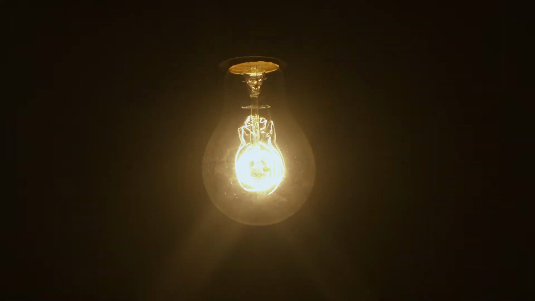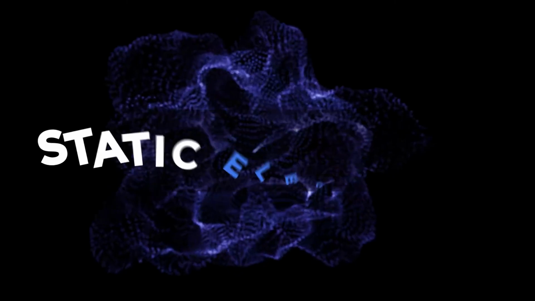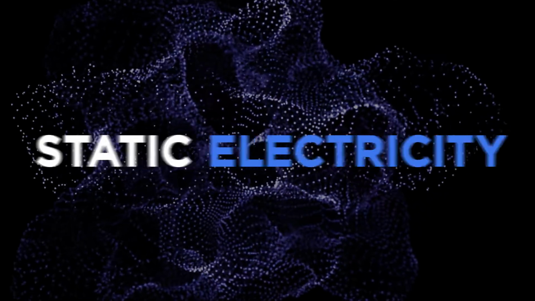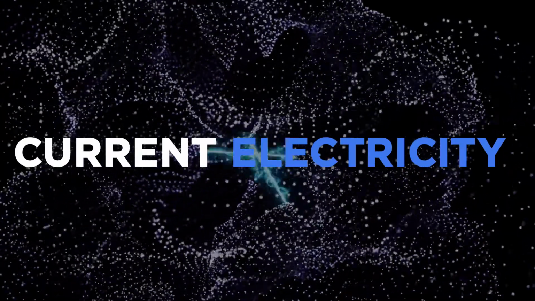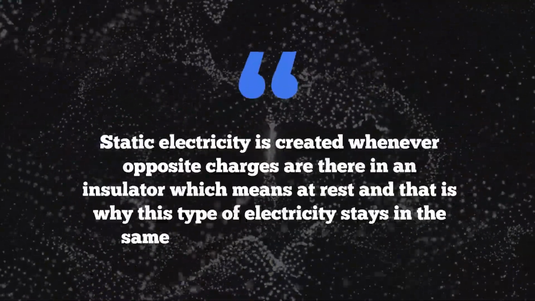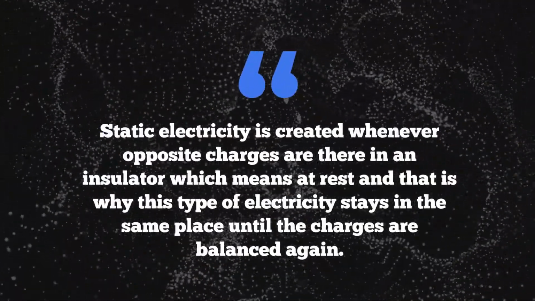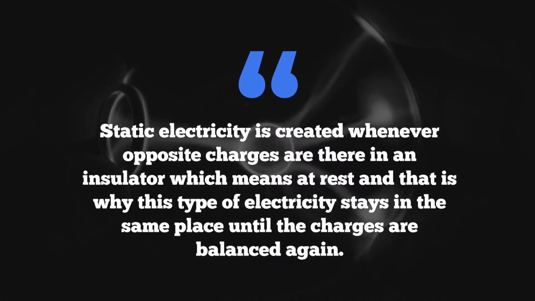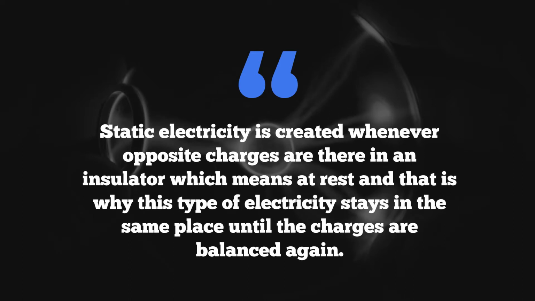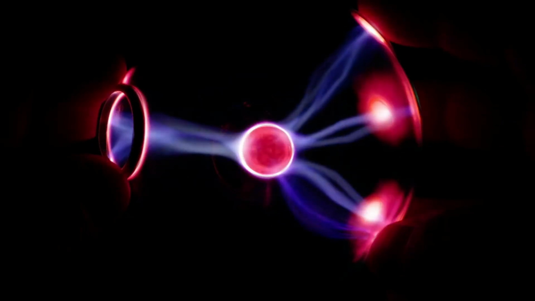Now, electricity is of two types. The first one is static electricity, and the other one is current electricity. Static electricity is created whenever opposite charges are there in an insulator. Static means at rest, and that is why this type of electricity stays in the same place until the charges are balanced again. If the charges are balanced, then static discharge takes place.